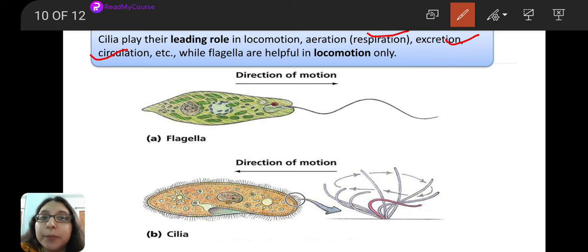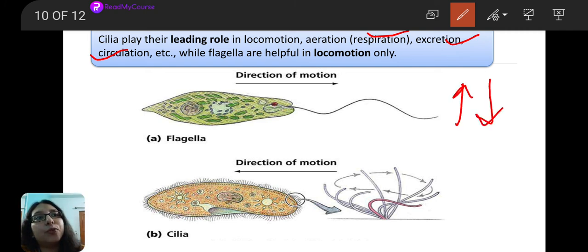Now there are some basic differences between how cilia help in movement and how flagella help in movement. In the case of flagella, it does a back and forth motion. Because of this back and forth motion, in the form of waves, the cell moves forward. A very good example of this is the sperm tails. I think all of us have seen how sperms move inside the female reproductive system, right? That type of propulsive movement is because of the presence of a very powerful flagellum.